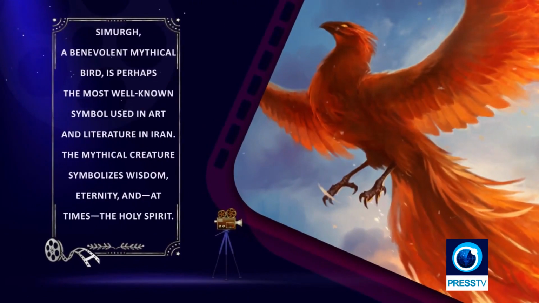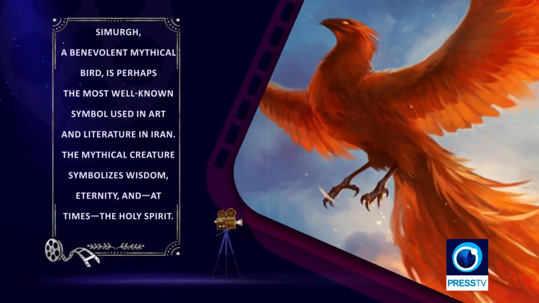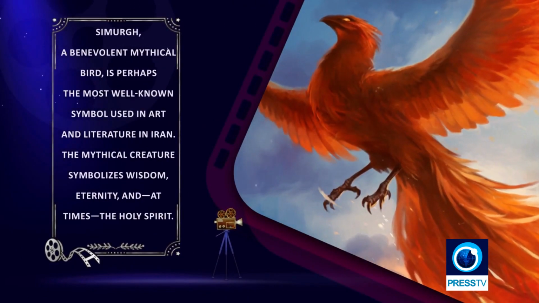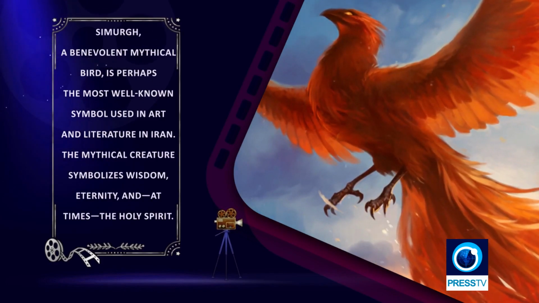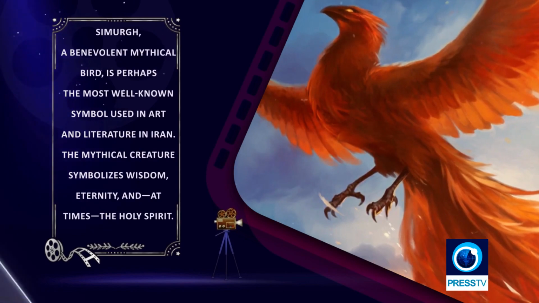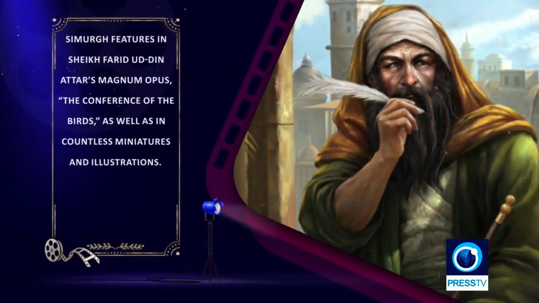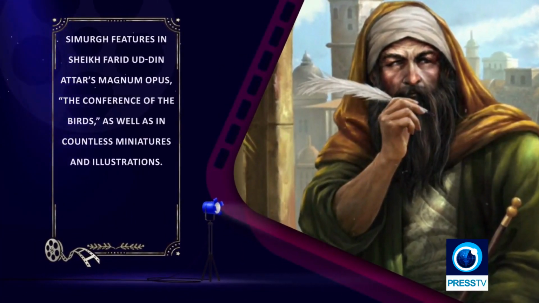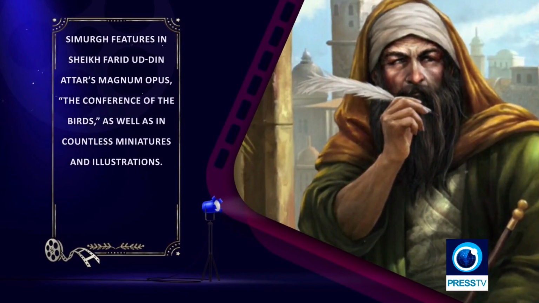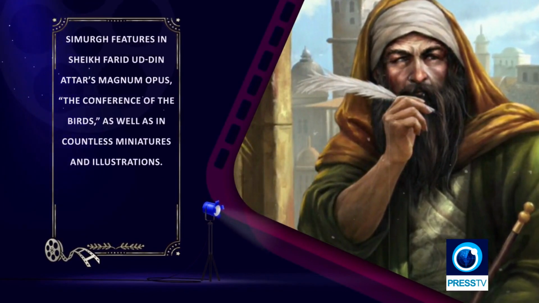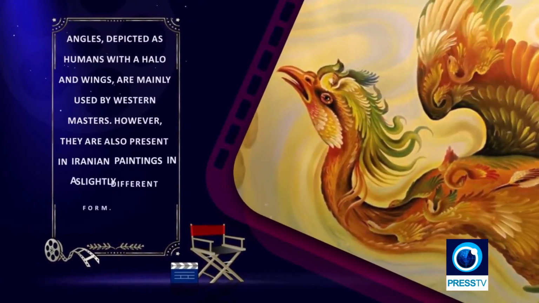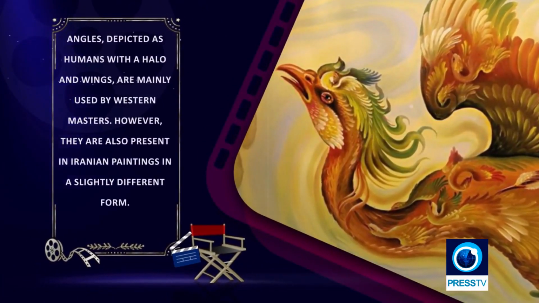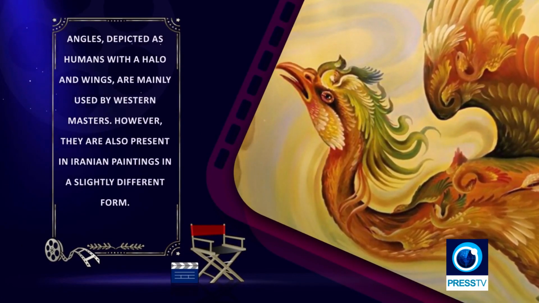Simurgh, a benevolent mythical bird, is perhaps the most well-known symbol used in art and literature in Iran. The mythical creature symbolizes wisdom, eternity, and at times the Holy Spirit. Simurgh features in Sheikh Fariduddin Attar's magnum opus, The Conference of the Birds, as well as in countless miniatures and illustrations. Angels depicted as humans with halos and wings are mainly used by Western masters.